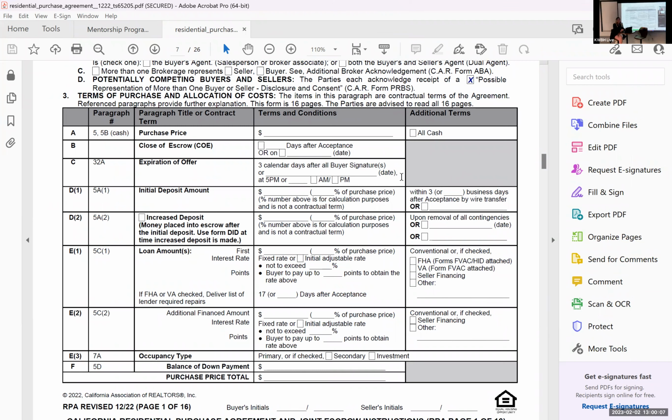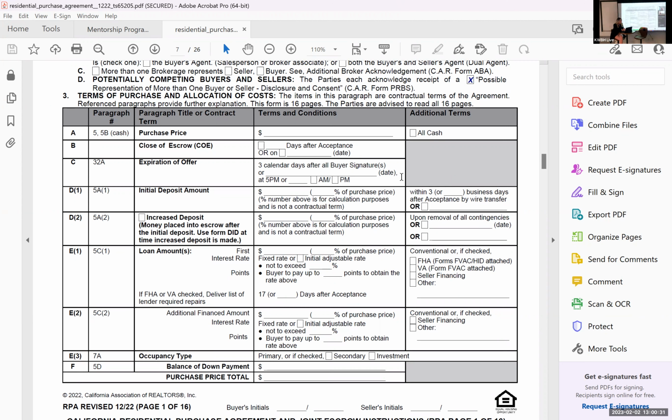Sometimes it needs to be longer because perhaps people are out of town, clients on a different time zone in a different country, that kind of thing. So, you know, usually the listing agent would let you know if that's the case. And so you can write a longer expiration in here. Also, the standard 3 days? 3 calendar days after the last buyer's signature at 5 p.m.